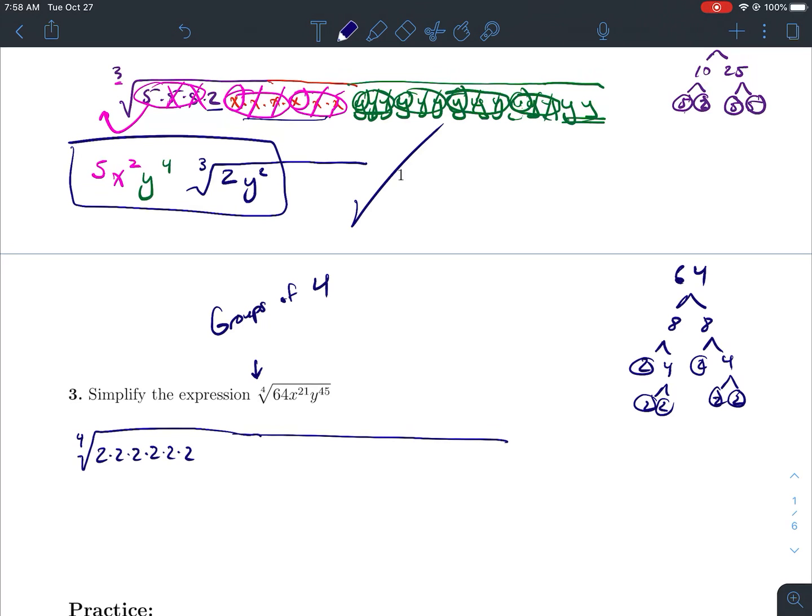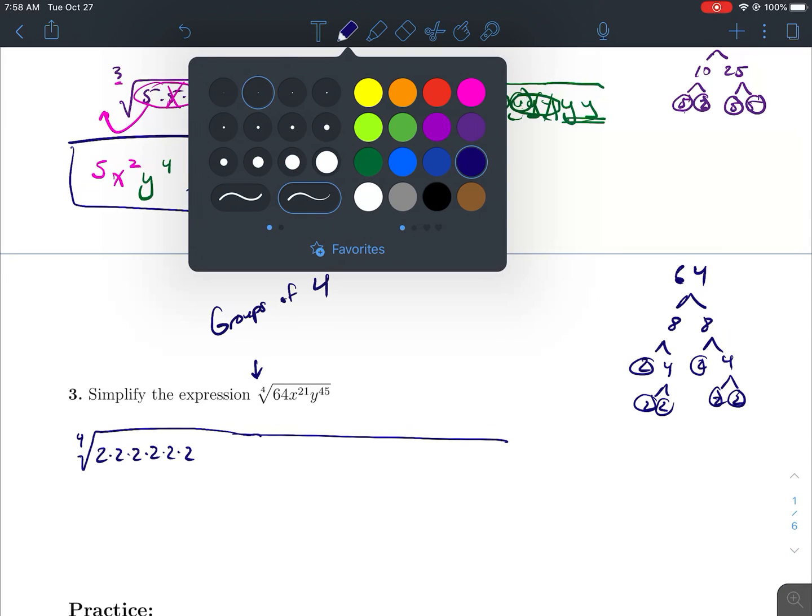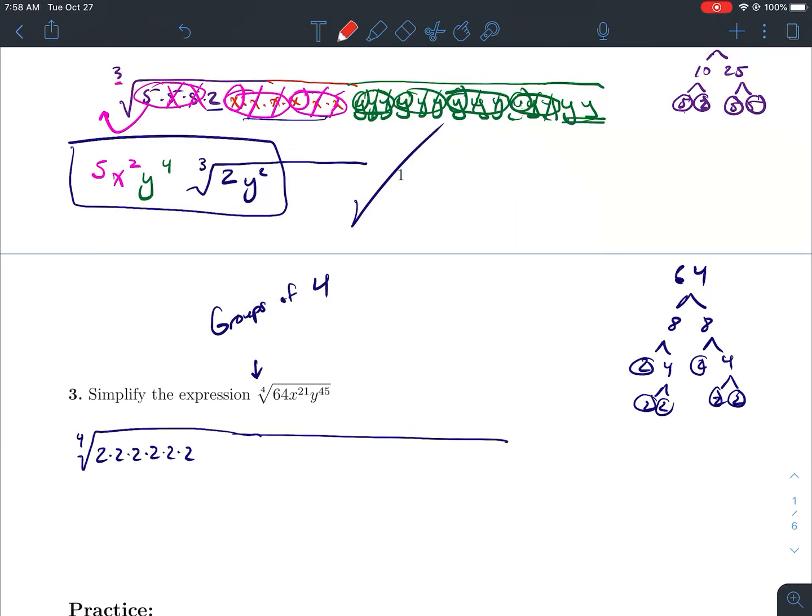Oh my god, I do not want to write x to the 21st down. So we're not going to. We're going to think about this logically. So breaking down those 2's, this time we're trying to escape in groups of 4. We see one group of 4 here. No matter the group size, whenever they try to escape, only one gets out, the rest die. So we have a 2 outside.